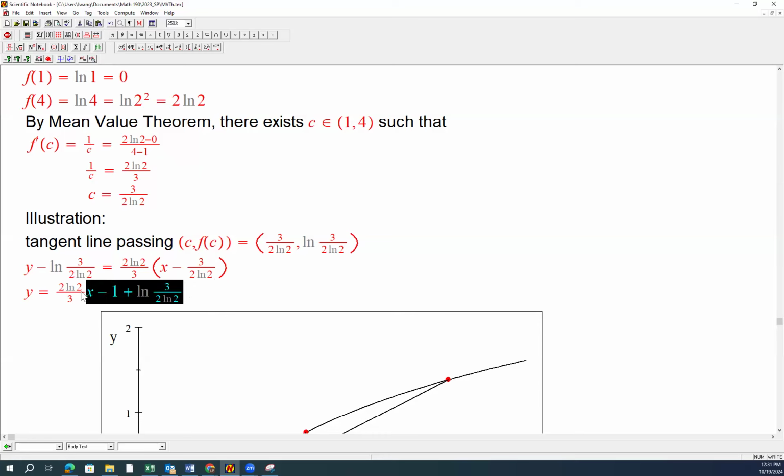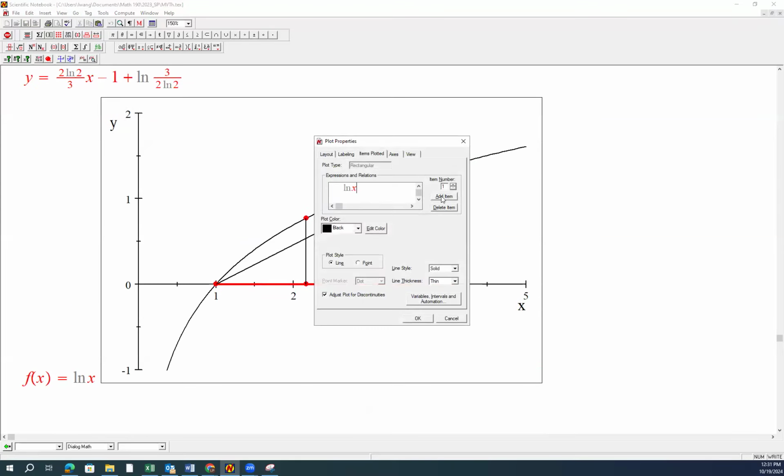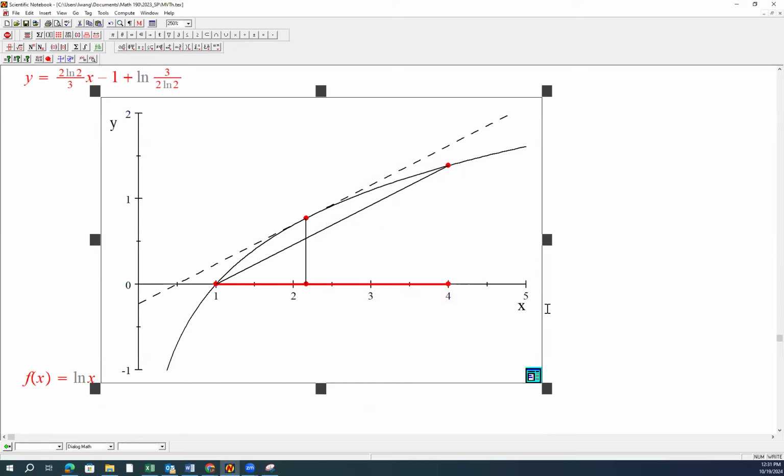Okay, so I'm going to draw this line, and that should be the tangent line if I did it right. Okay, that should be the tangent line. I'm going to draw a broken line. There you go. I got it right. I know those numbers look messy, but I will explain to you in just a little bit.